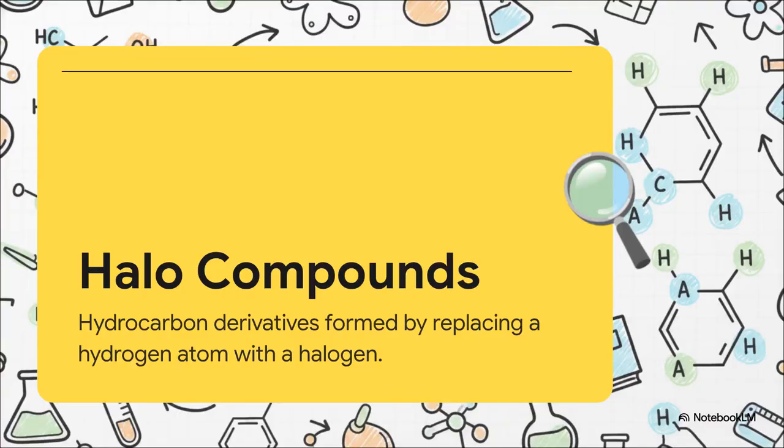So what exactly are we studying today? By definition, haloalkanes and haloarenes are essentially chemical derivatives. It's actually pretty cool. Think of a simple hydrocarbon molecule, literally just carbon and hydrogen. If you pluck off one of those hydrogen atoms and just snap on a halogen atom instead, like fluorine, chlorine, bromine, or iodine, boom, you've just created an entirely new derivative. You've made a halo compound.